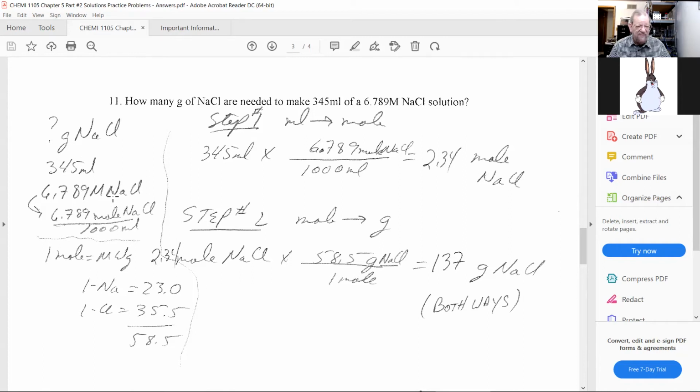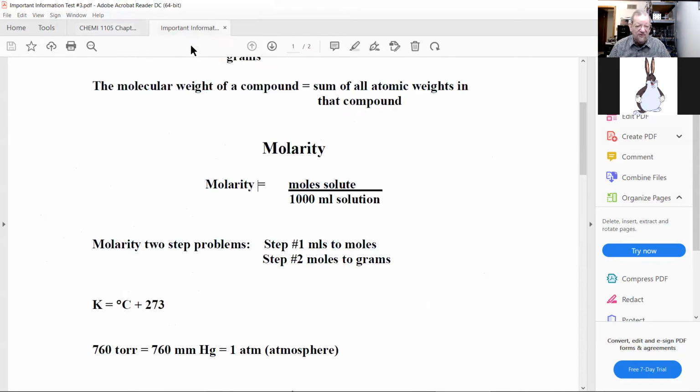And you're given this number, 6.789 capital M NaCl. Well, as soon as you see capital M for this type of problem on test 3, you should think of molarity. And molarity is 6.789 moles of sodium chloride per 1,000 milliliters. Now, there's no way you can go directly from milliliters to grams. So what does that mean? Well, let's look at important information.